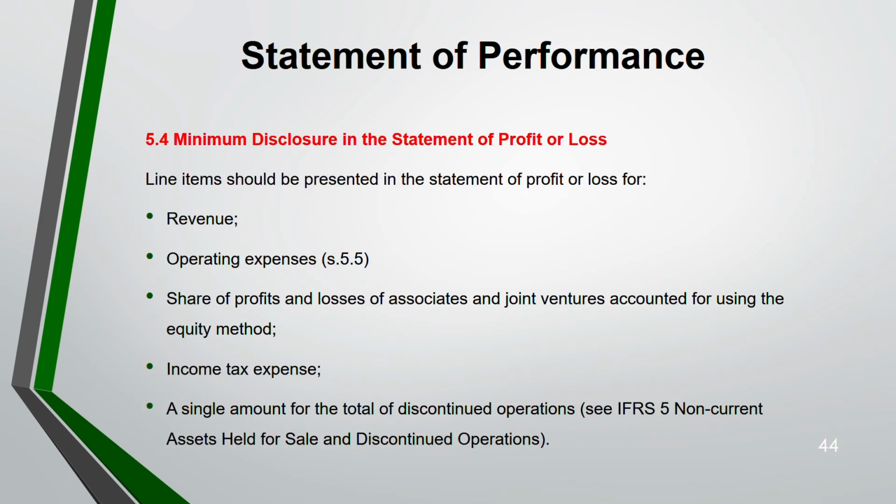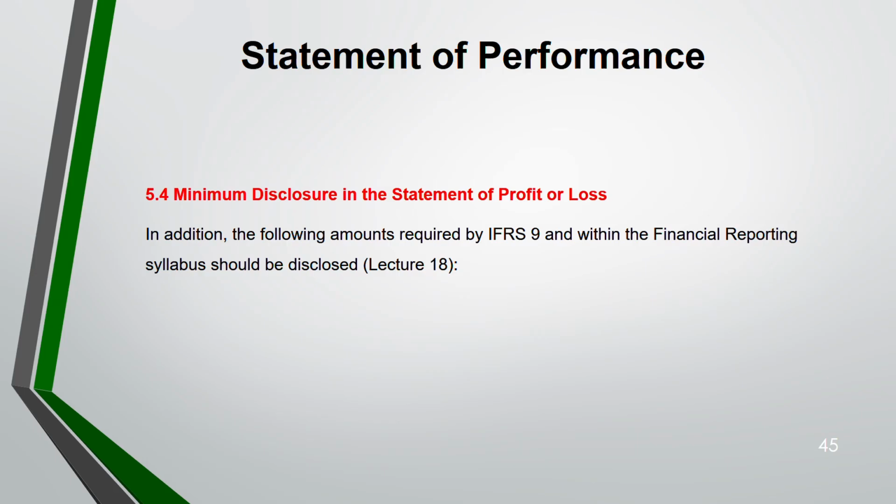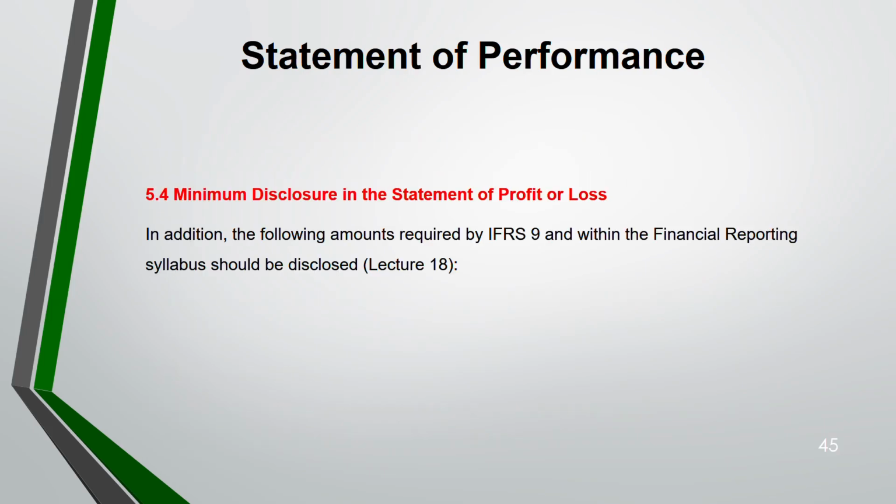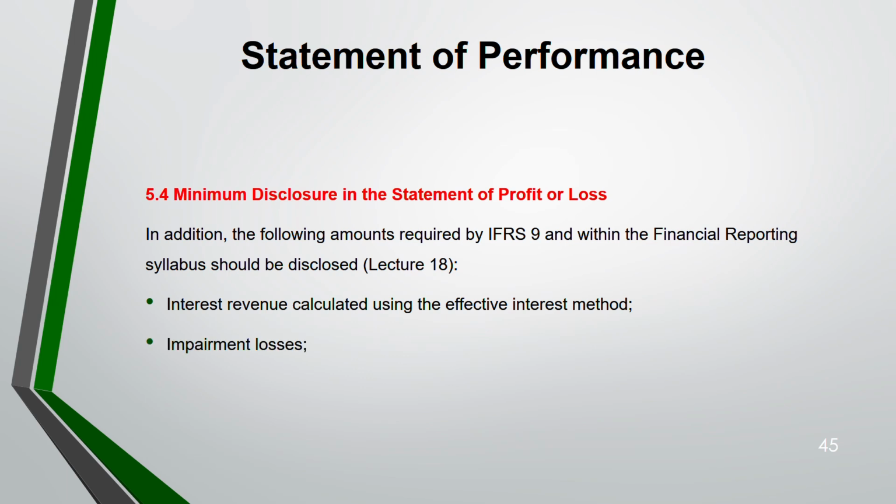In addition, the following items required by IFRS 9, within your FR syllabus, should be disclosed. That is your interest revenue. Remember, they have to be disclosed, not shown in the profit and loss, but disclosed. But these five items have to be shown, presented, has to be there in your profit and loss. But these items you have to just disclose. That is regarding IFRS 9: interest revenue, then impairment loss. This is only regarding IFRS 9, okay? Interest revenue for IFRS 9, impairment losses for IFRS 9, gain and losses from derecognition of financial asset at amortized cost.